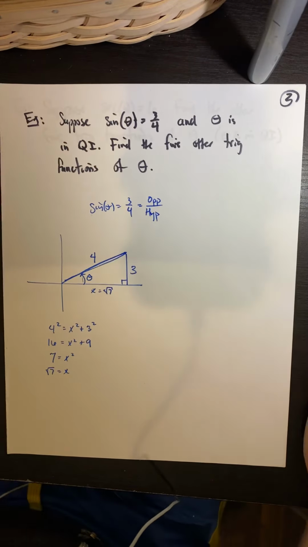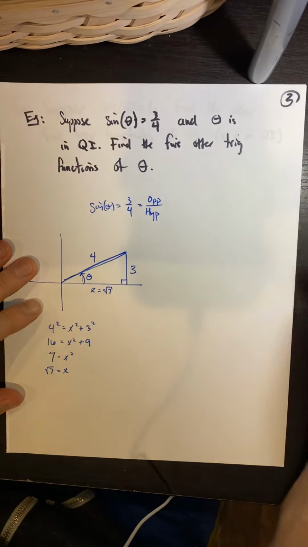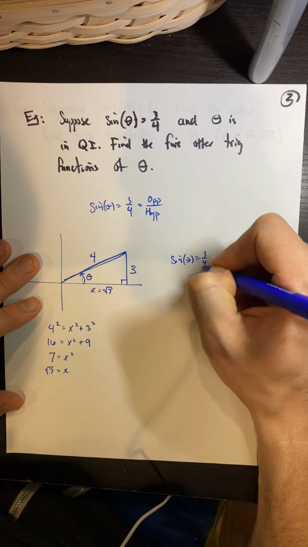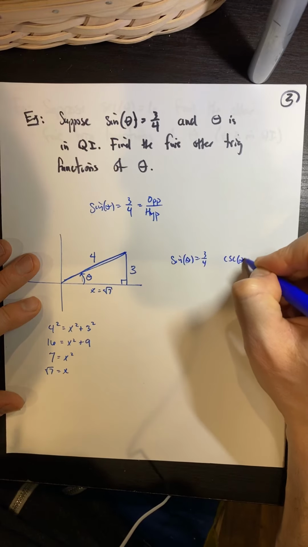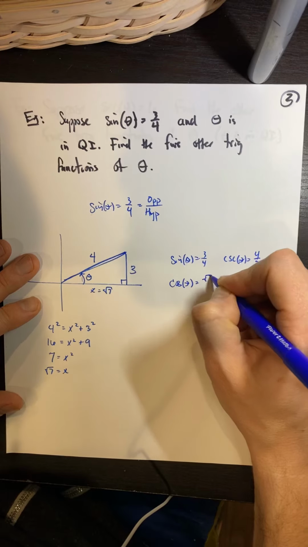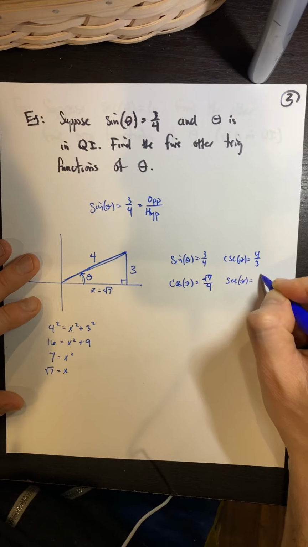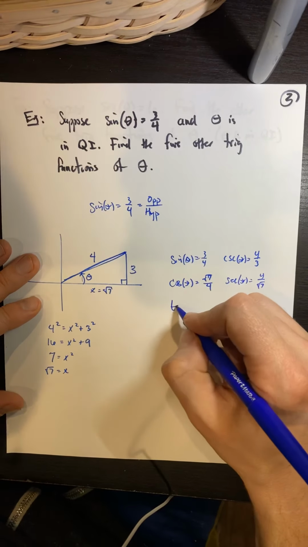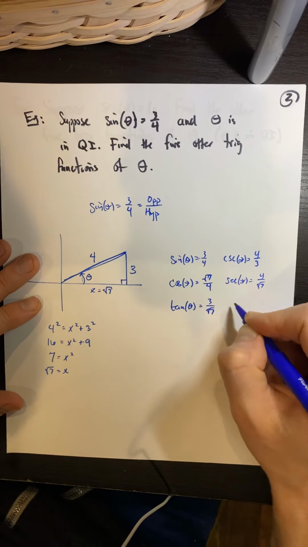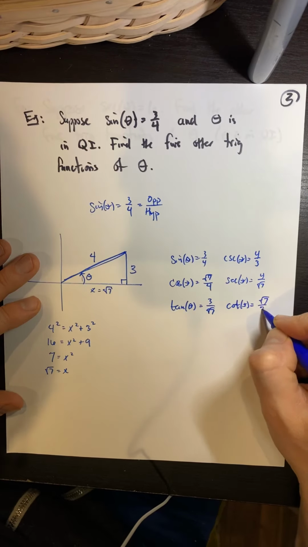Now that we have the triangle, which we know is in the first quadrant, we can find the other 5 trig functions of this angle. So we'll start with sine of theta. We know that was 3/4. And its counterpart, cosecant of theta, would be 4/3. Cosine of theta then would be root 7 over 4, which means the secant of theta is 4 over root 7. Tangent of theta is opposite over adjacent, so that's 3 over root 7. So cotangent of theta is equal to root 7 over 3.